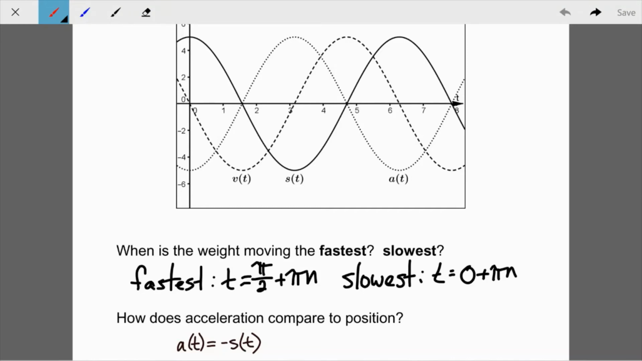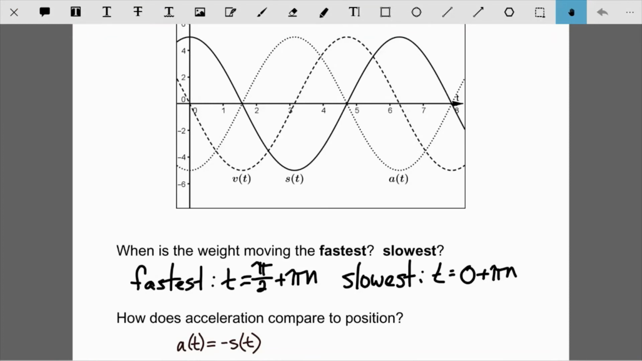And we're just going to go with multiples of pi over 2 based on the fact that it's a sine function. And then the speed's the slowest when the velocity is 0. And you can see here we've got these points where we're at 0 on the velocity graph, and that's where we're getting those multiples of pi, 2 pi, and so on.